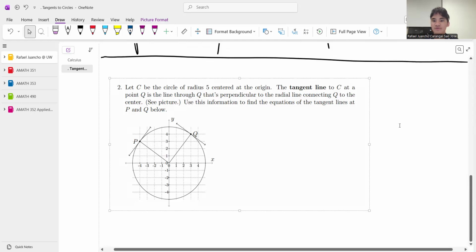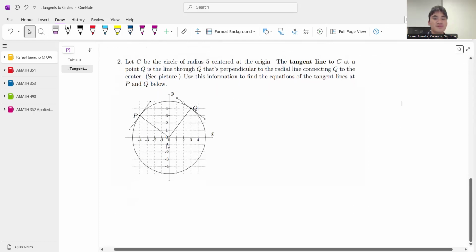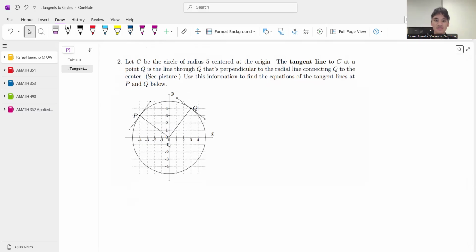So here we have a circle, and the circle has radius 5, centered at the origin. The tangent line to C at a point Q is the line through Q that's perpendicular to the radial line connecting Q to the center. Okay. So we're going to use this information to find equations of the tangent lines. So we're actually finding equations of these two lines.